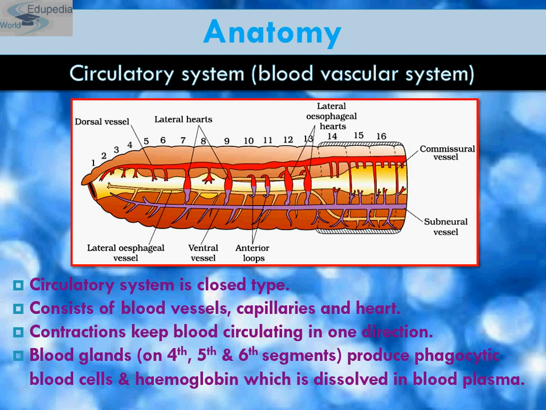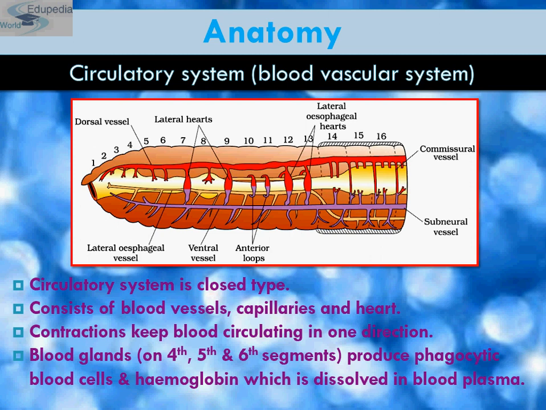There are 5 pairs of aortic arches, which have the responsibility of pumping blood into the dorsal and the ventral blood vessels. The dorsal blood vessels are responsible for carrying blood to the front of the earthworm's body. And the ventral blood vessels are responsible for carrying blood to the back of the earthworm's body.